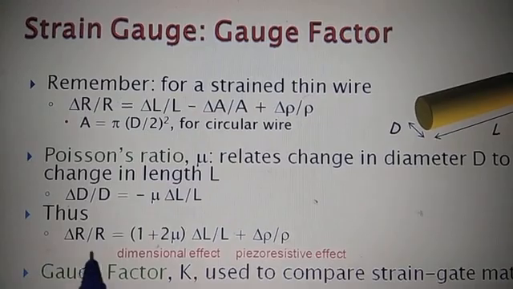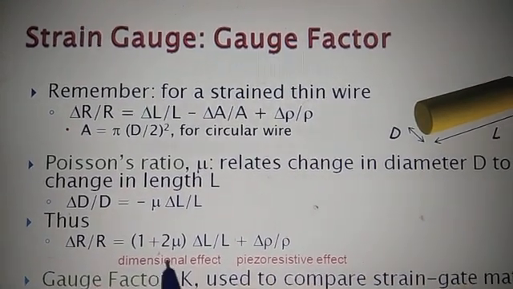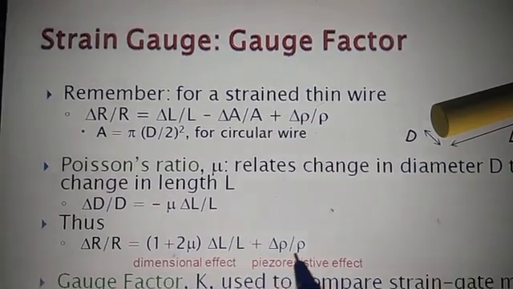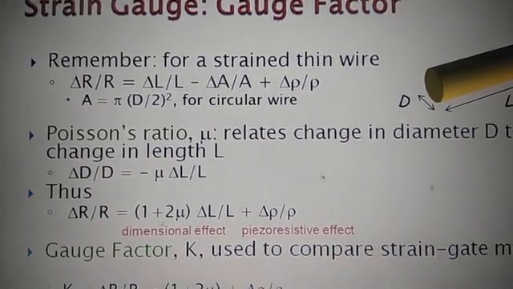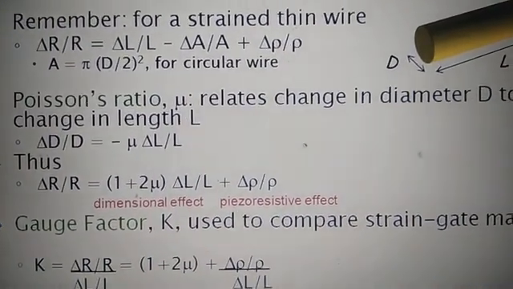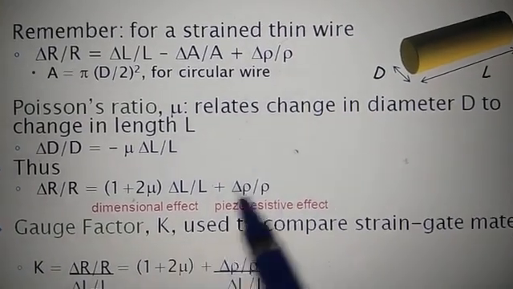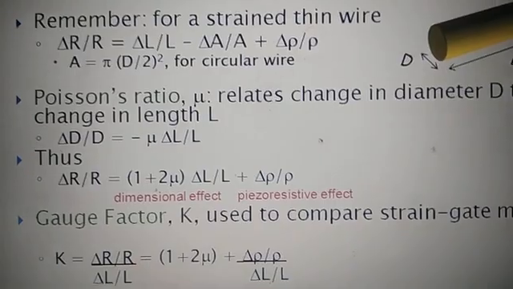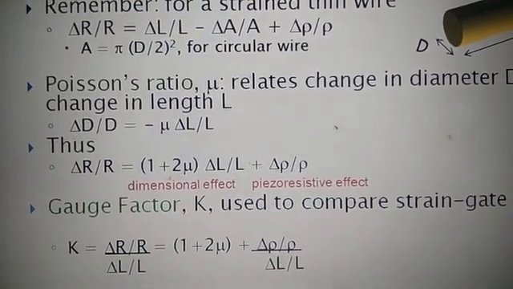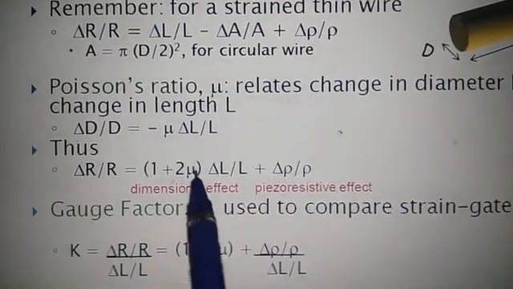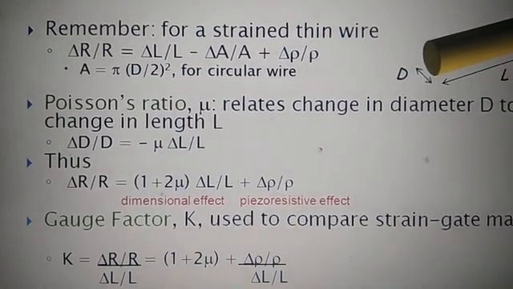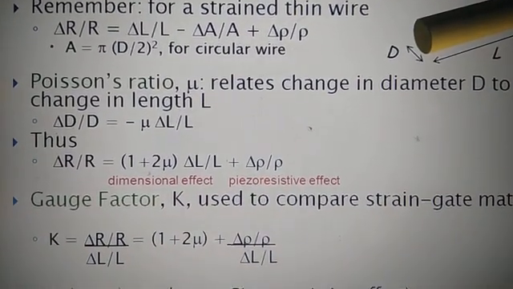Delta R by R is equal to 1 plus 2 mu into delta L upon L plus delta rho by rho. This is the dimensional effect, and this is called the piezoresistive effect. Delta rho by rho is the piezoresistive effect, and the other term is called the dimensional effect in terms of Poisson's ratio. So you can write this formula also.